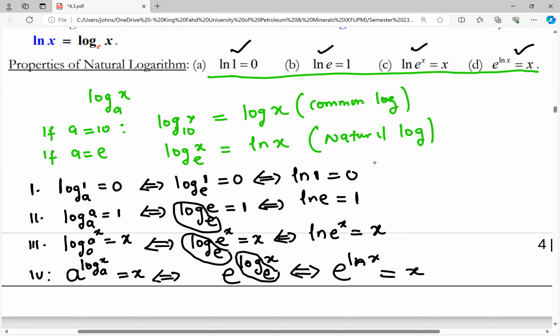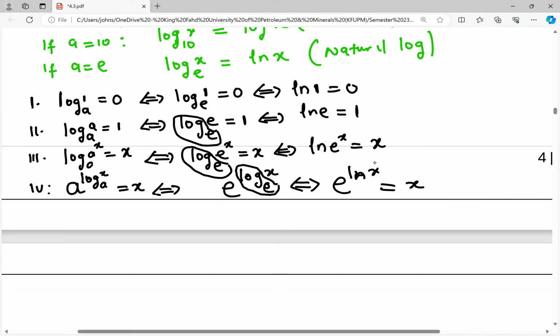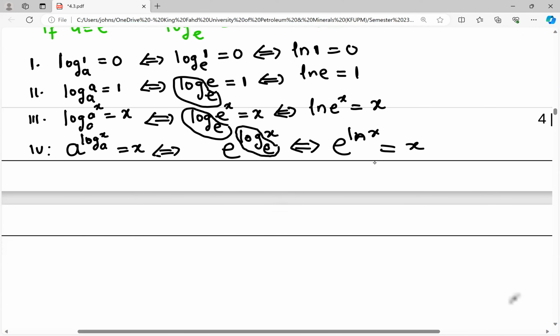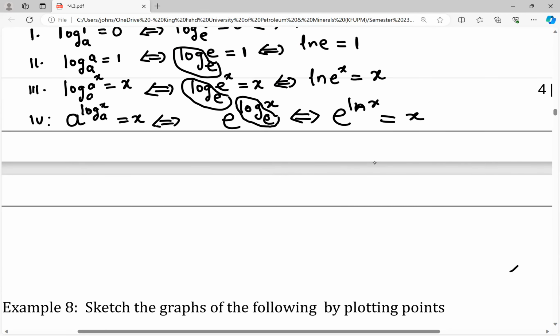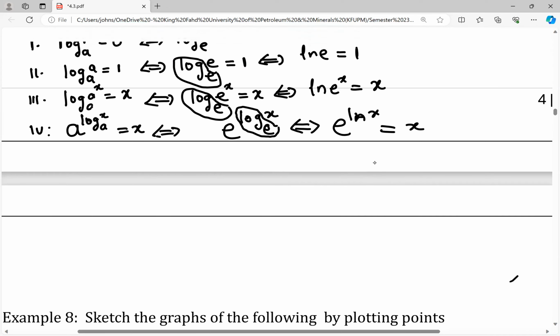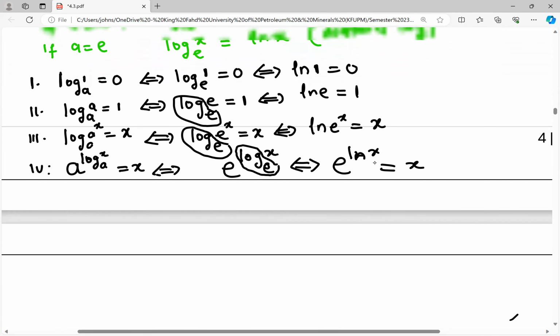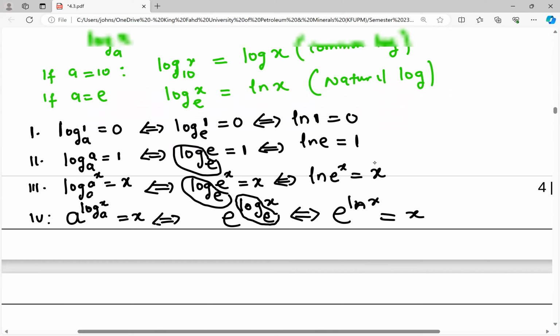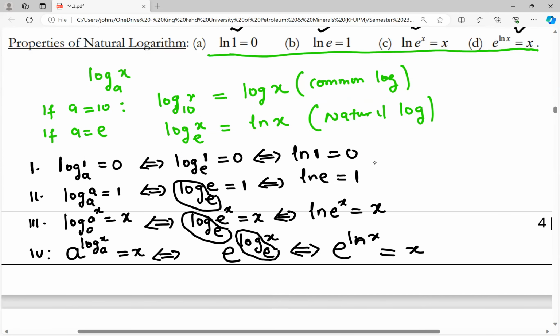All right, so I think this is enough for the first part of this video. In the second part, we'll be looking at how to sketch the graph of a logarithmic function.